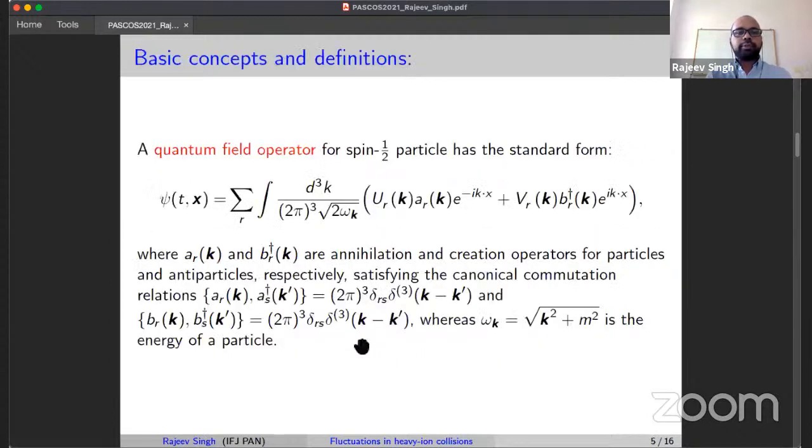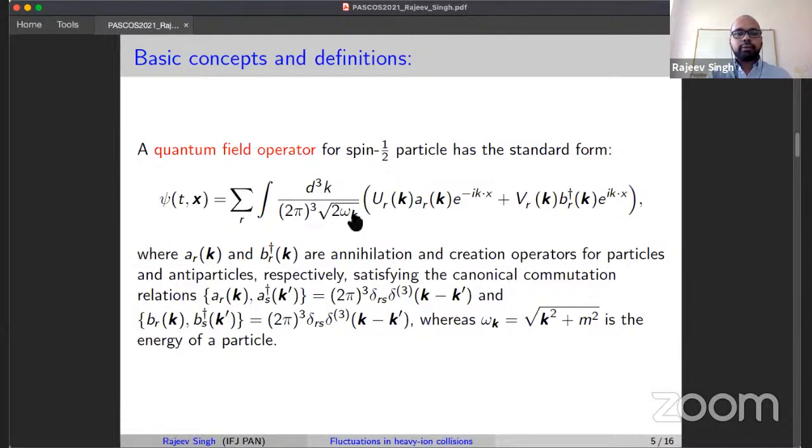To calculate the quantum fluctuations of the energy density for spin-half particles, I need this field operator, which many of you know. These are the spinors, and a and b are the creation and annihilation operators, where ω_k is the energy of the particle, with k being the momentum.